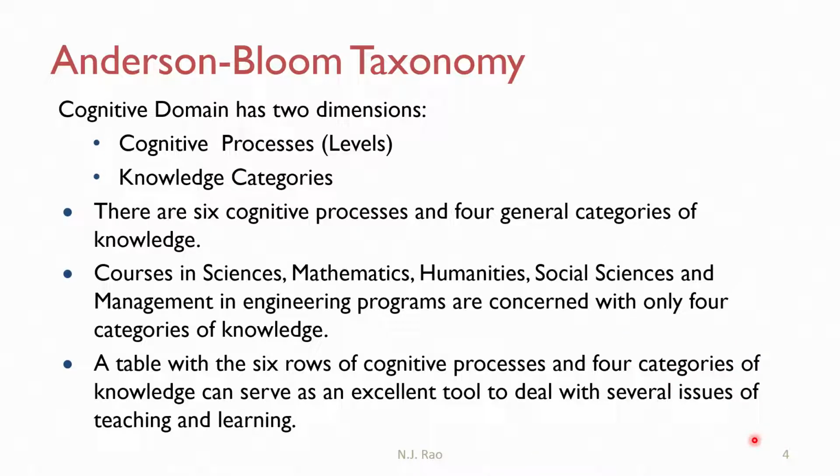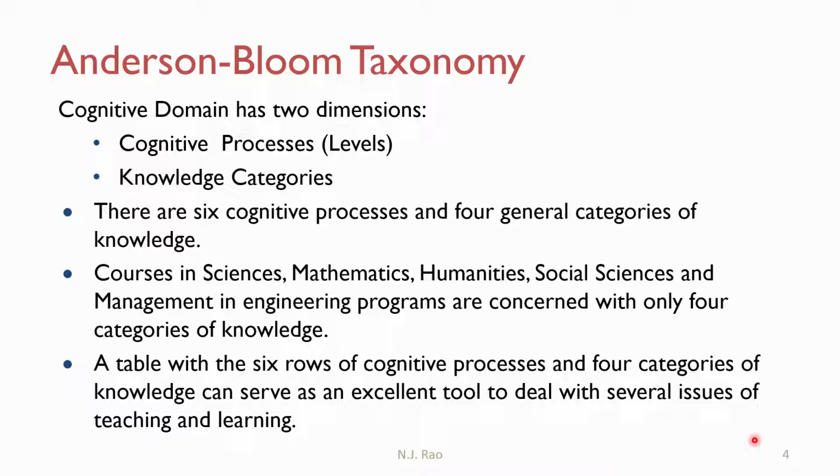Okay, to recap, the cognitive domain has two dimensions, namely cognitive processes, which we also call levels. In literature, cognitive process and cognitive levels are used interchangeably. Then you have knowledge categories. Now, what we have is there are 6 cognitive processes and 4 general categories of knowledge, 6 and 4.